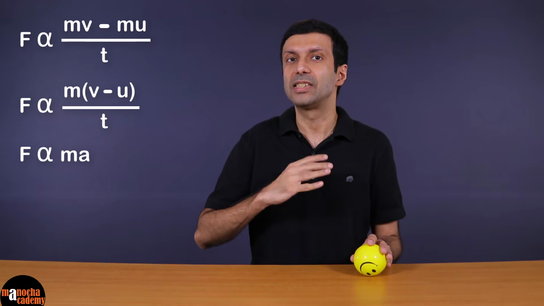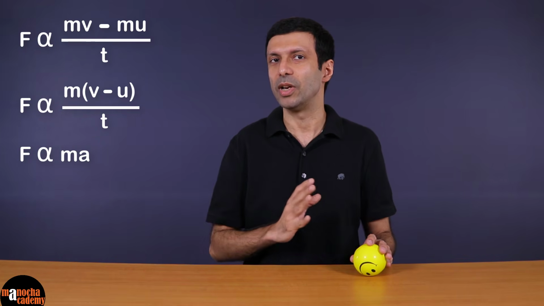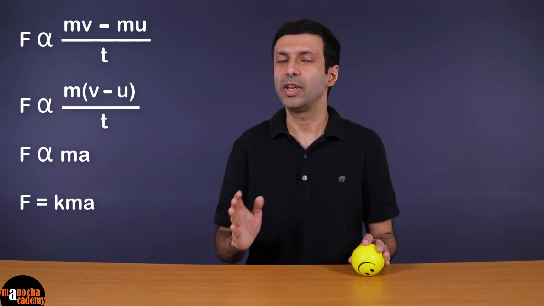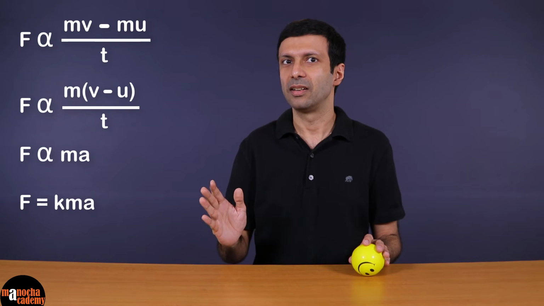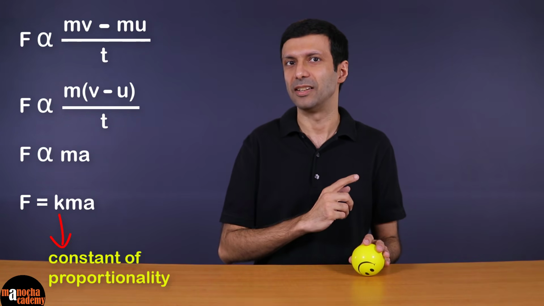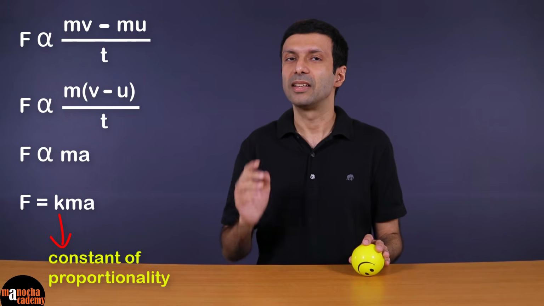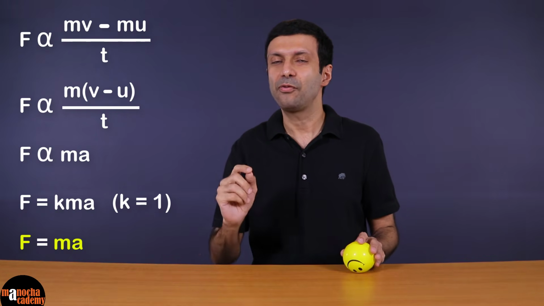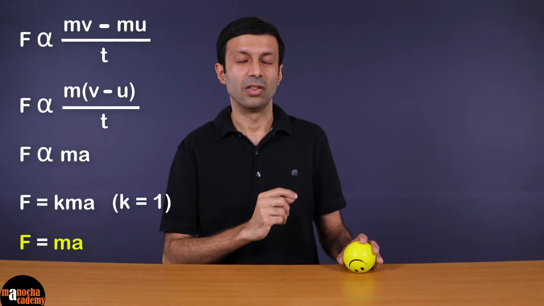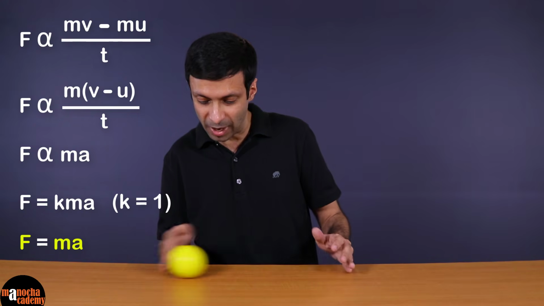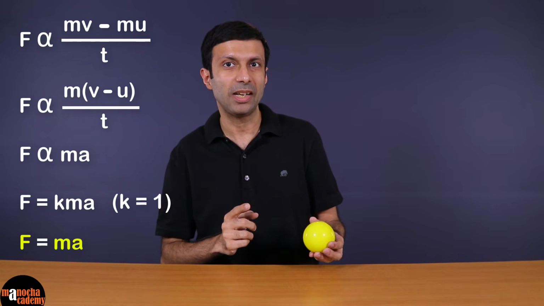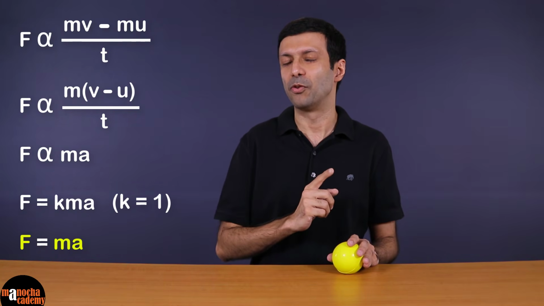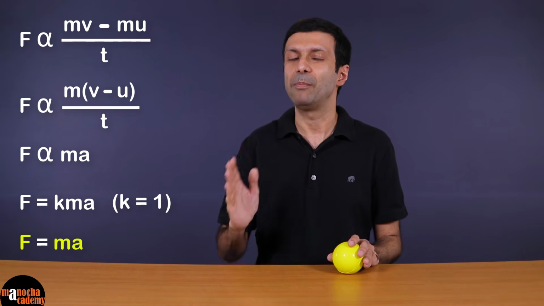Now if we want to change this directly proportional relation into an equation, we need to use a constant of proportionality. So we have F equal to k into ma. K is the constant of proportionality here. And based on the units, the scientists set it to be 1. So the equation becomes F equal to ma. The force applied on a body is the mass of the body into the acceleration of the body. And that's our formula for force, F equal to ma.